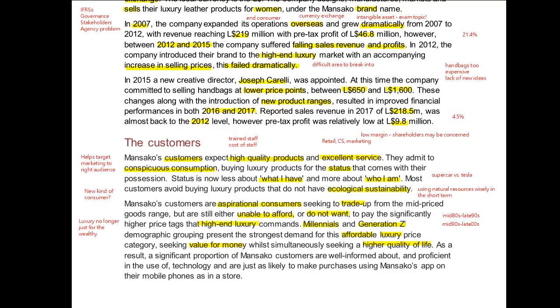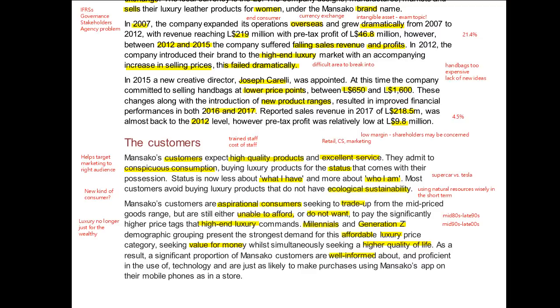Okay, so this new generation of consumers have this kind of approach or ethic that luxury is no longer just for the wealthy. That underpins this idea. So as a result, a significant proportion of Mansako customers are well informed. That's another feature of these new generations. They have access to the internet, and they have ethical concerns about the environment and the treatment of workers, and people are concerned about the negative aspects of capitalism and globalization and the impact of that on local communities.